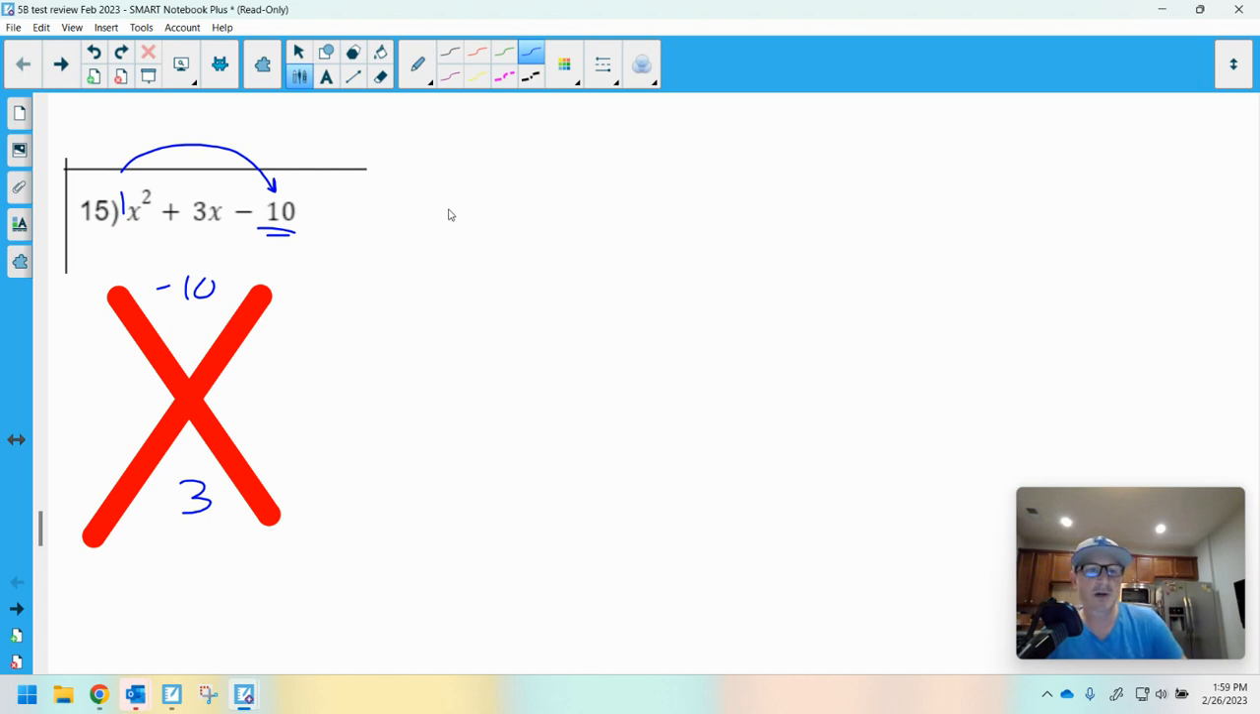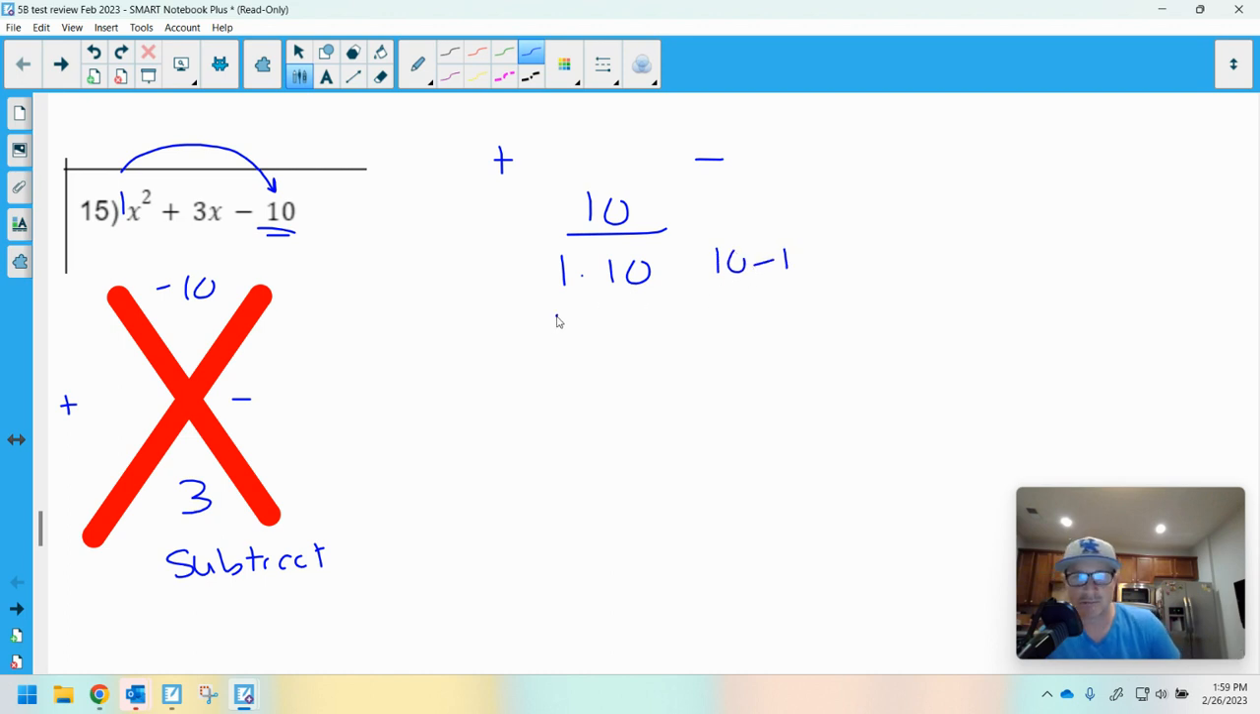What two signs multiply to give you a negative? Has to be a positive and a negative. I know because the signs are different, they're going to subtract to give me 3. So we're looking for the factors of 10. 1 times 10. 10 minus 1, that's not 3. 2 times 5. 5 minus 2, yes, that is 3. Watch the signs. 5 minus 2 gives us a positive 3.